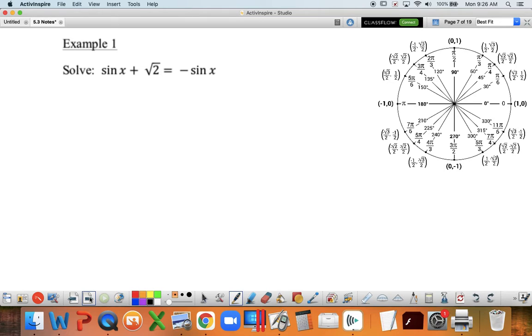All right, let's look at our first example. We are trying to figure out an angle that when I plug it in as x, makes this equation a true statement, where the left side of the equation equals the right side of the equation. What I want to do in this is put all the sine x's on one side.